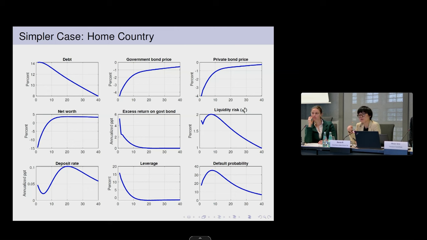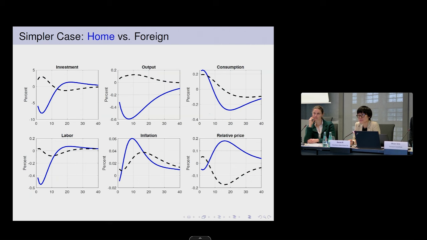And also there is an extra liquidity risk channel here. When the default probability goes up, the lambda, the eta V, also goes up. So the constraint that banks are facing is even tighter because of the default probability. So there is a baseline, and there are default channels, and then there are liquidity channels. I'm going to decompose that in a minute.